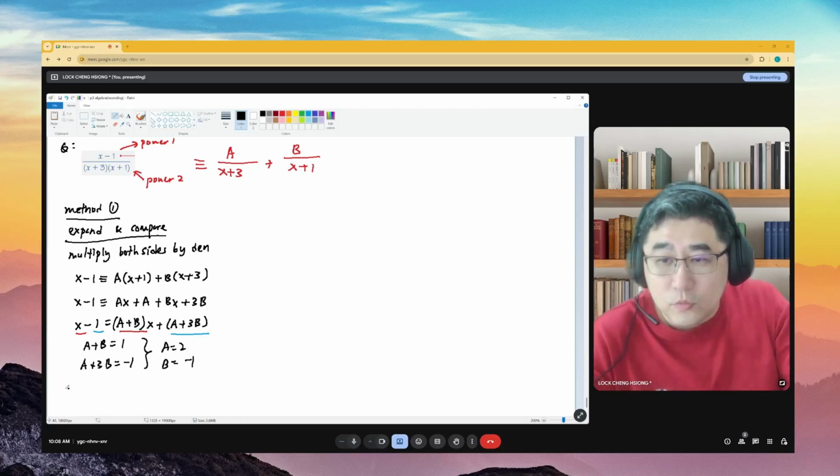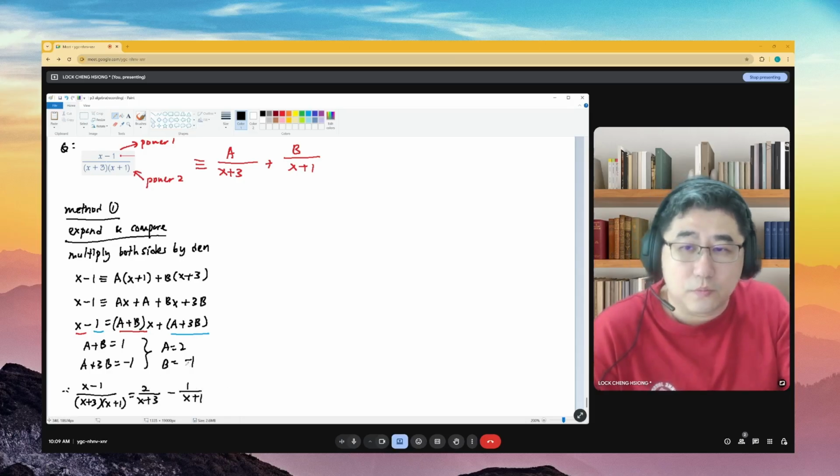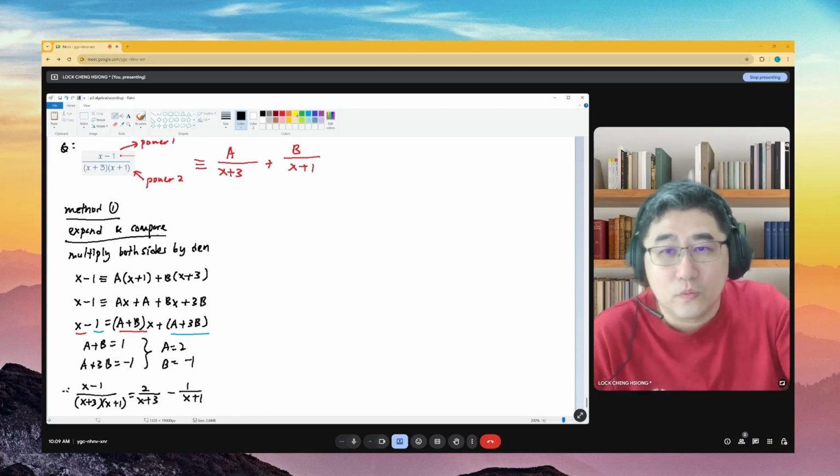Then you will see that x minus 1 over x plus 3, x plus 1 equals to 2 over x plus 3 minus 1 over x plus 1 as a result. Because this is an example that we got from the introduction part above, we know that this answer is true. So let's look at method 2.